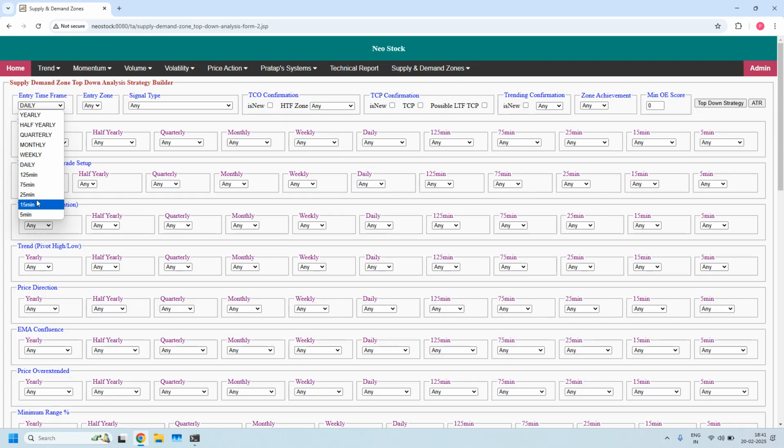Entry time frame is 15 minutes. Entry zone is supply zone. In bullish or bearish trade setup at 15 minutes, I am selecting bearish. Zone achievement VOZ, minimum odd enhancer score 12.